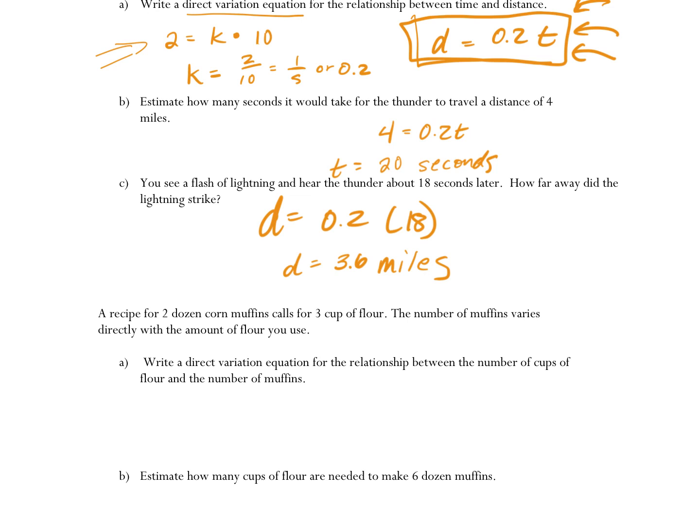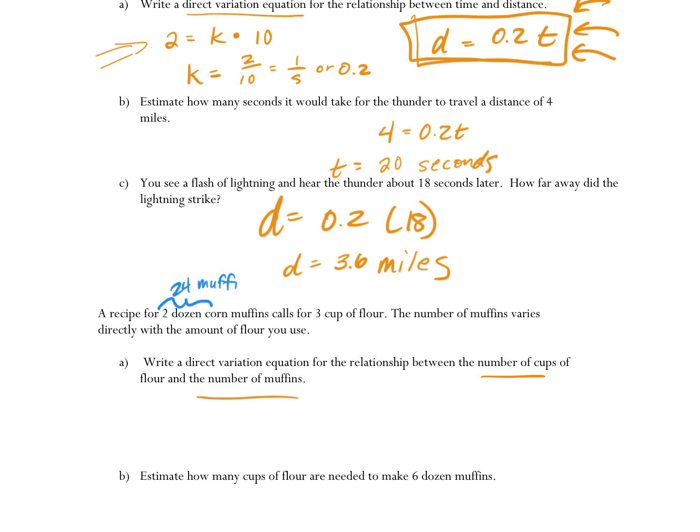All right. A recipe for 2 dozen corn muffins calls for 3 cups of flour. The number of muffins varies directly with the amount of flour that you use. Does that seem reasonable? Yeah. Okay. So, first of all, I'm asking you for a relationship between the number of cups and the number of muffins. How many muffins did those 3 cups of flour make? 24. 2 dozen means a total of 24 muffins.